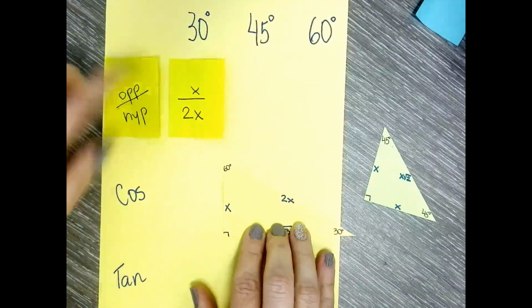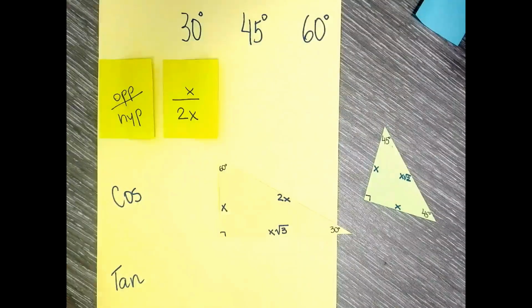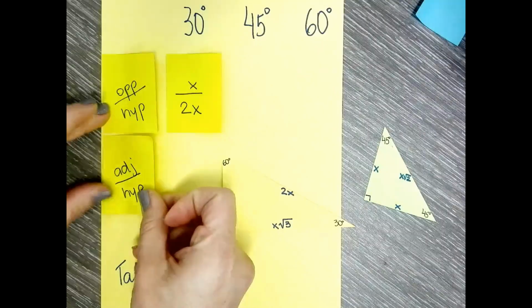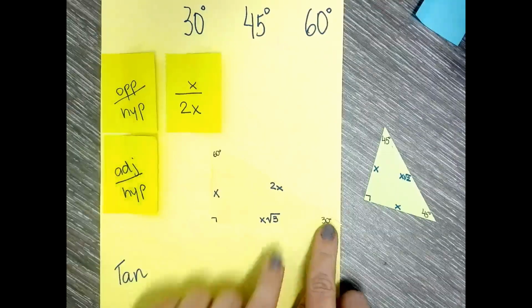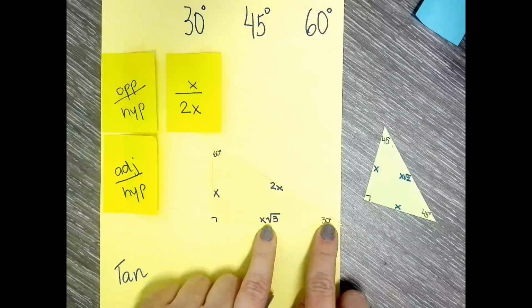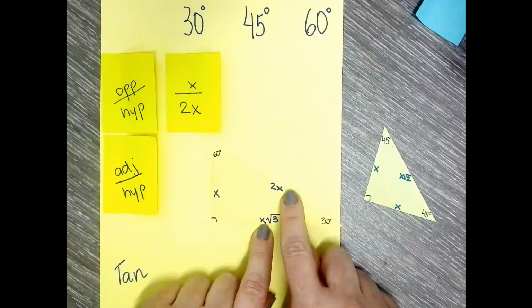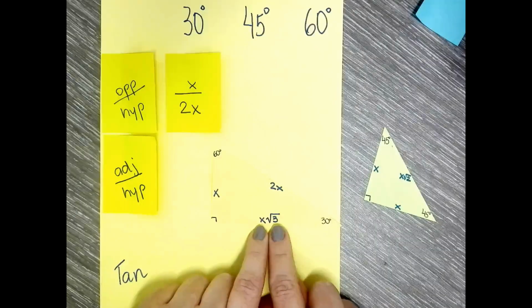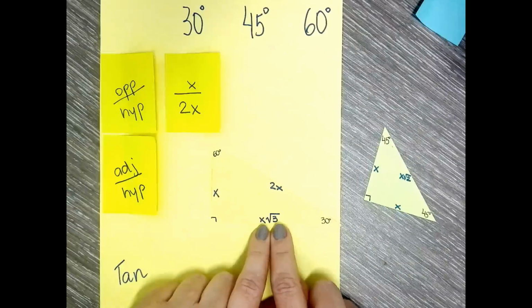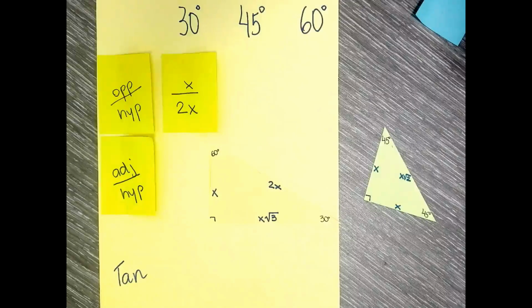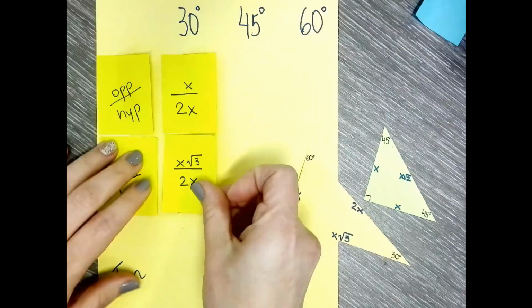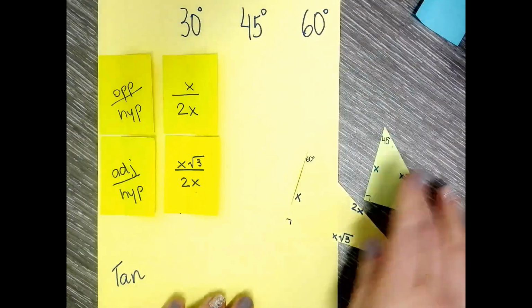Since we're talking about 30, might as well just do cosine. Cosine is adjacent over hypotenuse. Adjacent to 30, we have x square root of 3 over hypotenuse 2x. That's how we're going to write out the ratio: x square root of 3 over 2x.